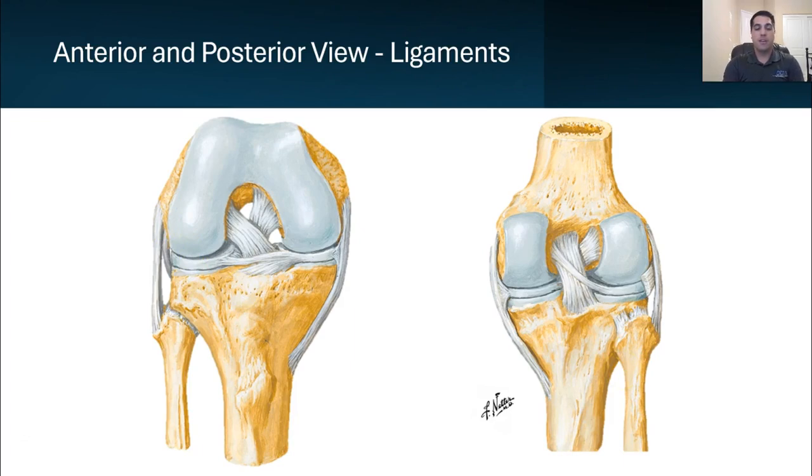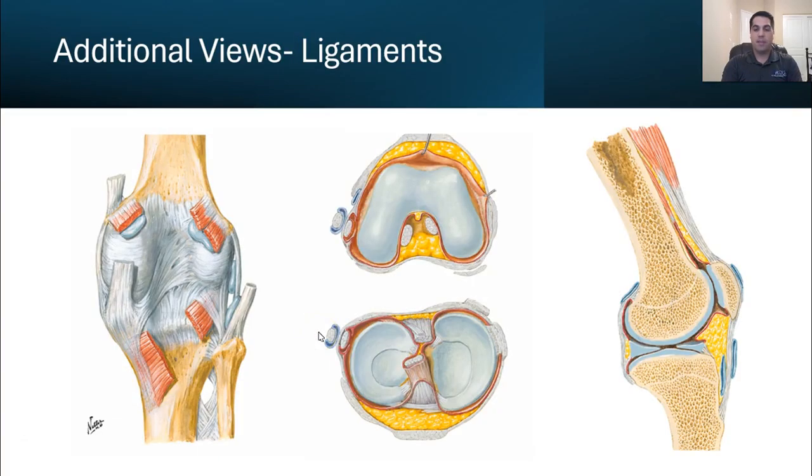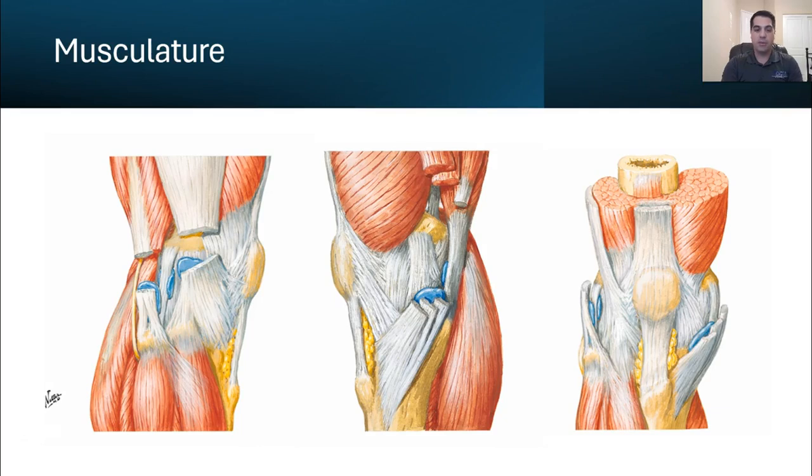We'll start with the collateral ligaments, which are on the medial and lateral sides of the knee. So we have the MCL, obviously on the medial side, and the LCL on the lateral side. If we look at them from a medial and lateral view, you can see the structure of them is very different. It's hard to articulate in this picture, but this emphasizes how much dense tissue is around the knee, whether it's ligaments, muscles, or fascia, holding everything in play.